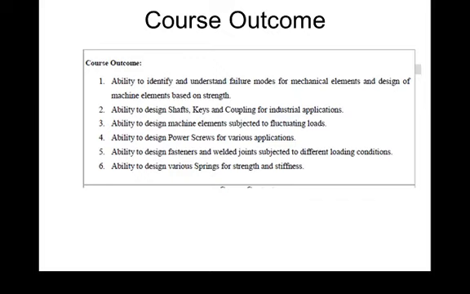The next one is the ability to design shafts, keys and couplings for industrial applications. We will be able to design these after studying this subject. Third, the ability to design machine elements subjected to fluctuating load. Fluctuating load means the load will vary with respect to time and magnitude. Fourth, the ability to design the power screw for various applications. Fifth, the ability to design fasteners and welded joints subjected to different loading conditions. Sixth, the ability to design various springs for strength and rigidity.